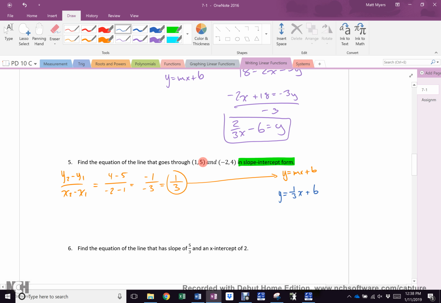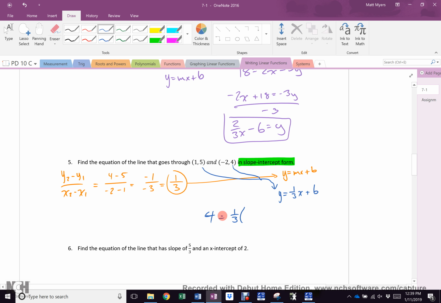What can I do with either 5 or 4? I can put it right there. Does it matter which one I use? No, as long as I use the right x. If 4 goes here, what's going for x? Negative 2. If 5 goes here, what's going for x? 1. Doesn't matter which one we do? No. I just did it backwards.